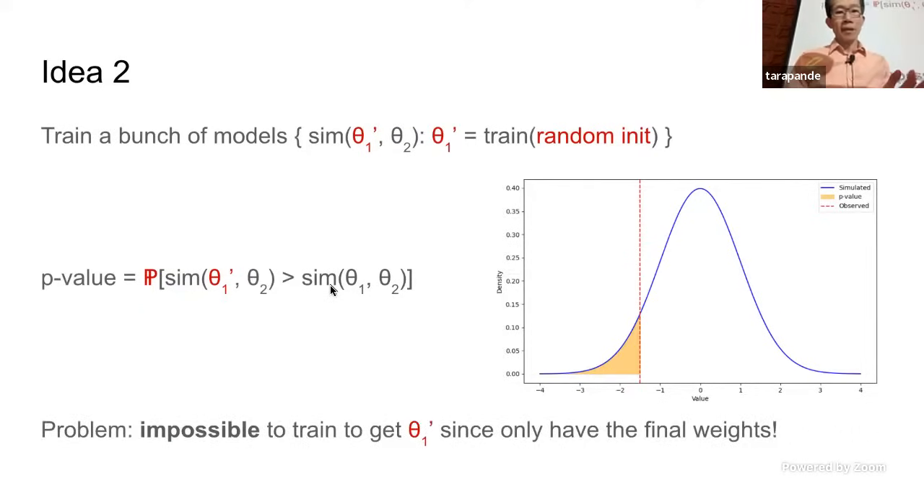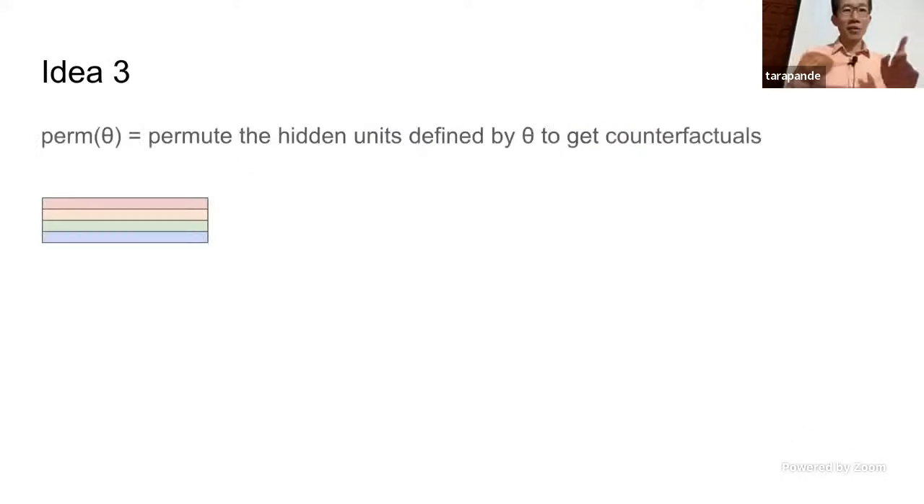Okay, so now the problem is that you don't know how theta 1 came about because you were only given the weights. You can't actually execute this. And furthermore, even if you knew, you probably wouldn't want to spend millions of dollars training this model over and over just to do this test. But we can do something here. And the goal is to fake it. So we're not actually going to train the model, but we're going to pretend we did.